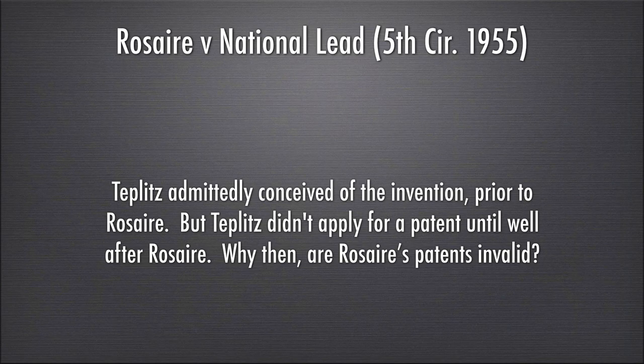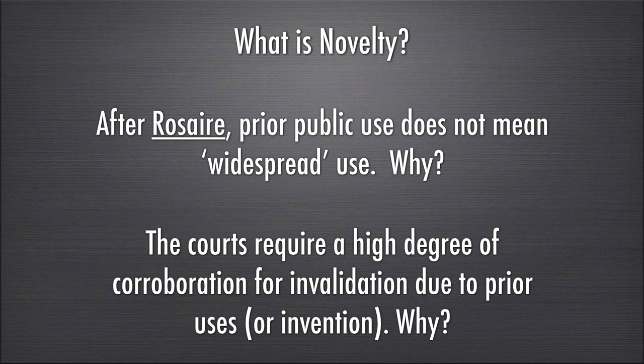Right, so we are not going to give a patent to somebody, unless it's truly new and different than everything that's come before. And we use the Section 102 analysis to determine that. Right. Roziere argues that although Teplitz did some stuff and invented first, he did not make it available to the public.